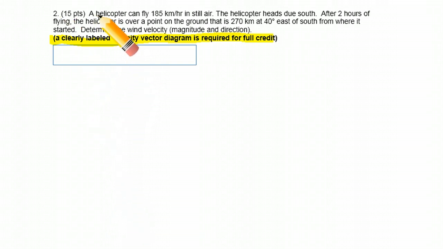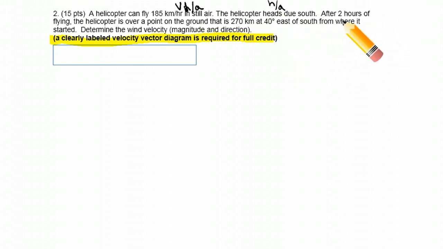Alright, so we're given a helicopter can fly 185 kilometers per hour in still air. That's the velocity of the helicopter with respect to the air. The helicopter heads due south. So this is the heading with respect to the air.